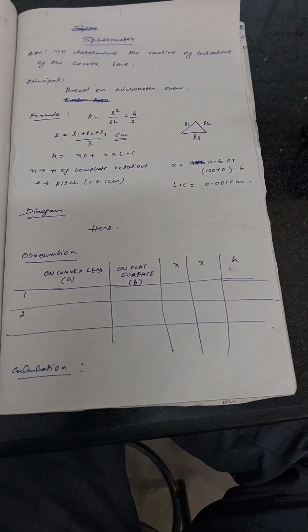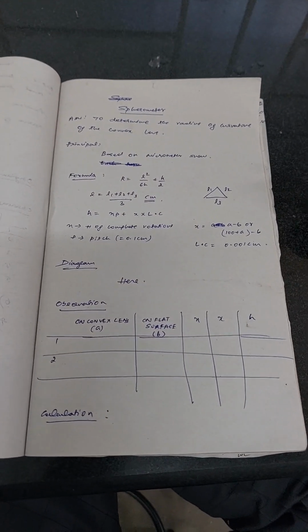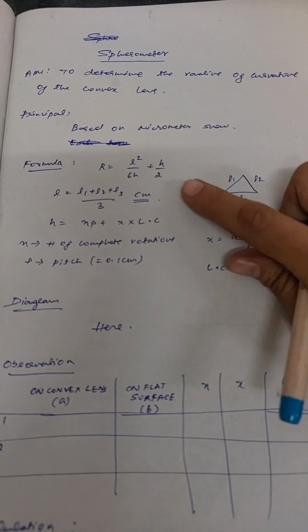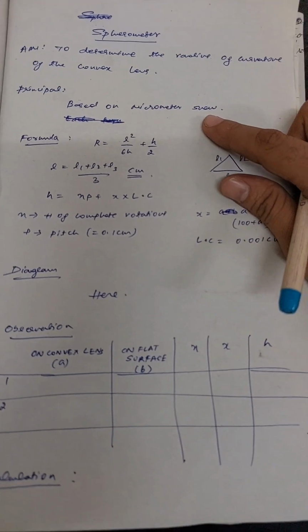So what is, first of all, radius of curvature? If there is any curved surface like this, if I can draw a circle such that that curved surface is part of that circle, then the radius of that circle is called the radius of curvature.